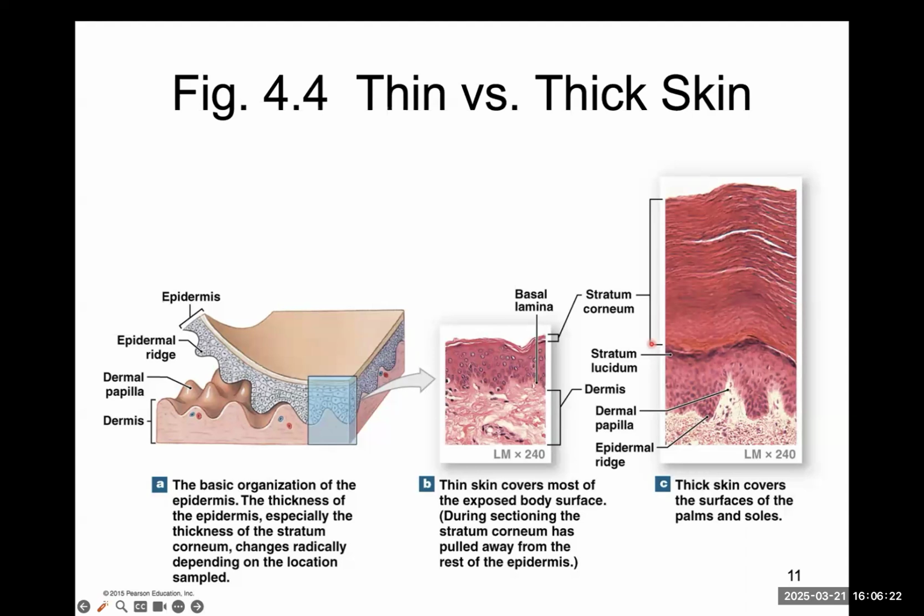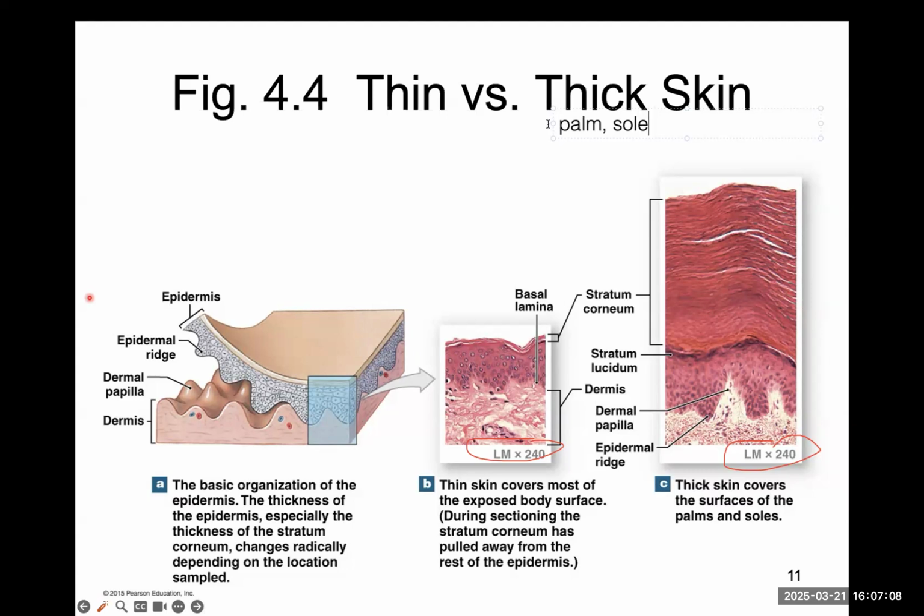Let me go back. These are at the same magnification. This is light microscope 240, and this is also light microscope 240. This is thick skin and this is thin skin. This is stratum corneum in maybe your hands, and this would be stratum corneum at maybe your arm. Thick skin is found in your palms and soles of your feet, so I'm going to write under thick skin: palm, and soles of your feet.